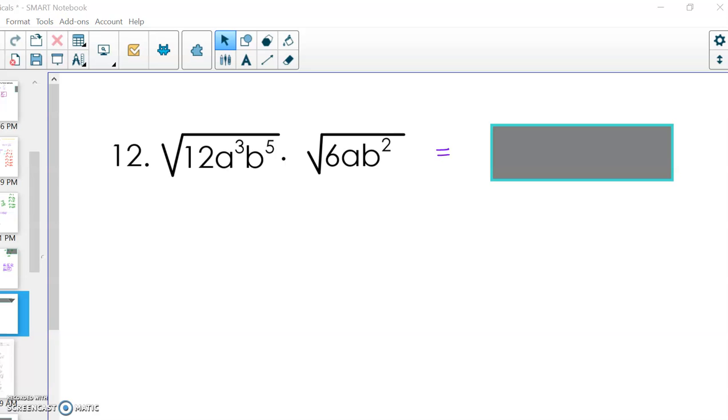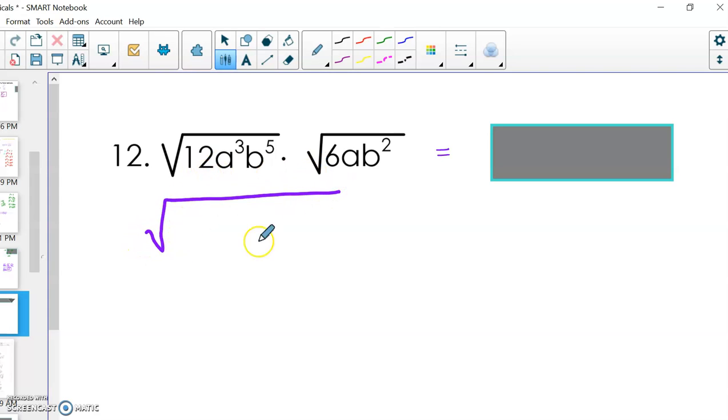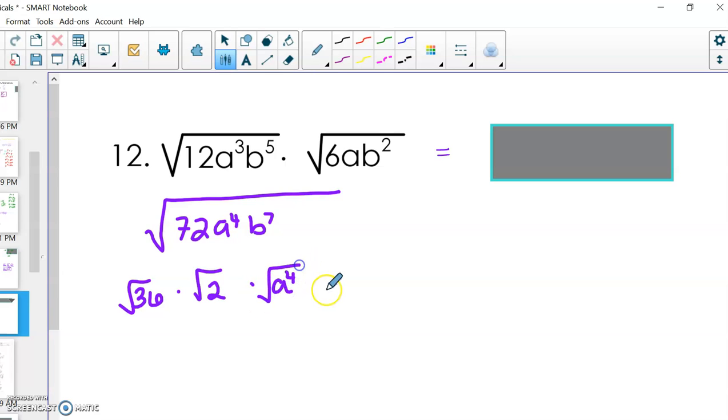All right. You ready to go over this? Let's take a look. Multiply our radicands together. That's going to give us 12 times 6, 72. A to the 3rd times A to the 4th, B to the 5th times B squared, B to the 7th. Now we just simplified the square root of 72. It was square root of 36 times square root of 2. And then we've got A to the 4th and B to the 7th.